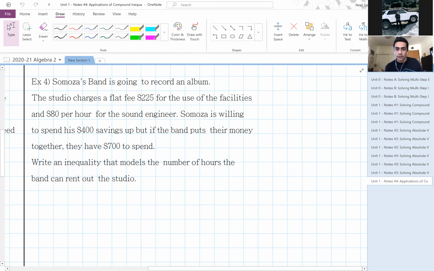Yeah, we're looking for the number of hours we can rent the studio, right? That's the unknown part. So there's going to be a range of hours, exactly. So let's go ahead and set this up as H. That's our unknown. We want this to be the hours in the studio.